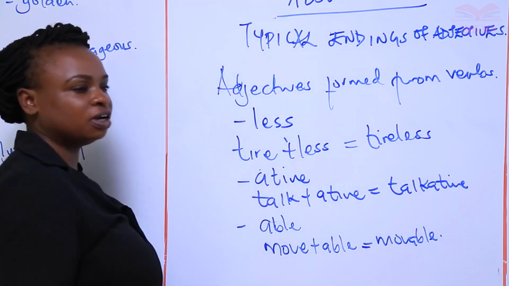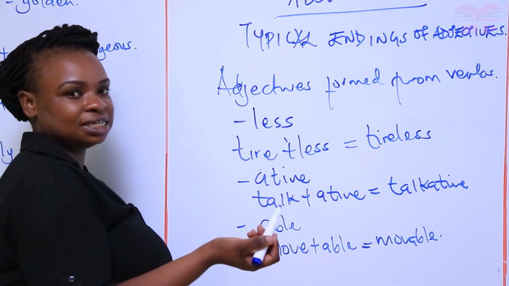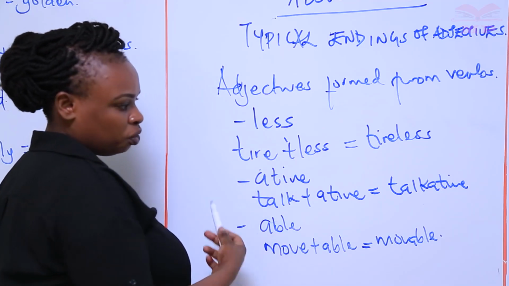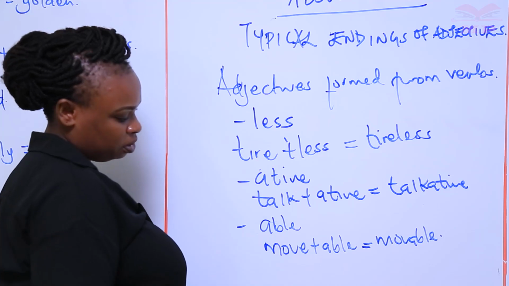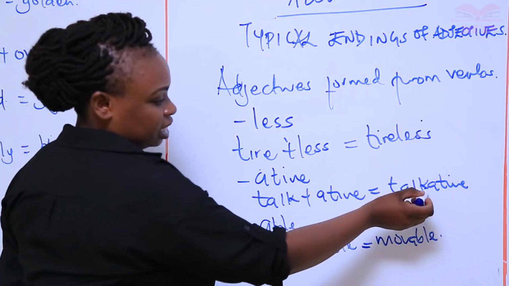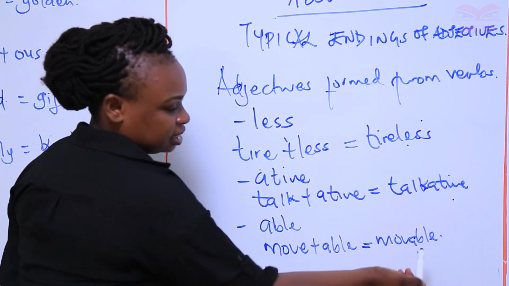Okay, these ones are for verbs. So we have less, so that you have tire plus less, tireless. Talk plus ative, we have talkative. Then we have able, move plus able is equal to movable. All these are adjectives, and these are their endings, okay.